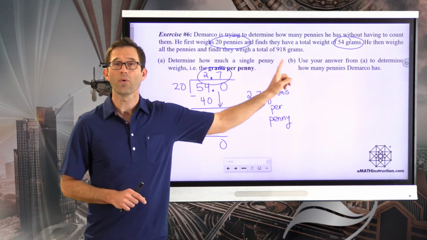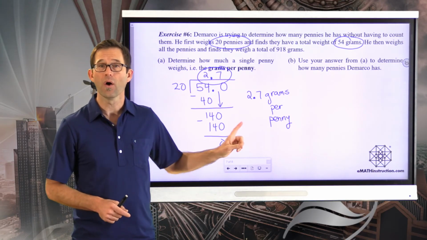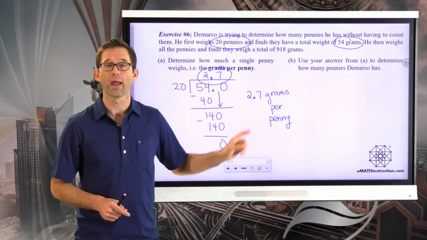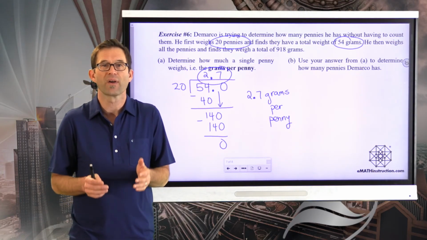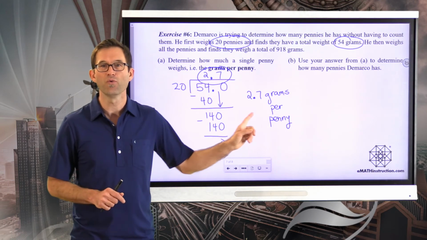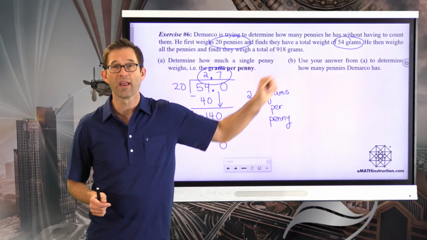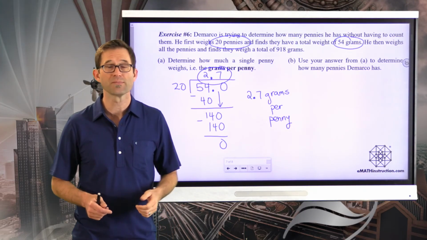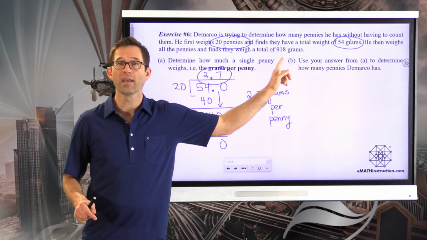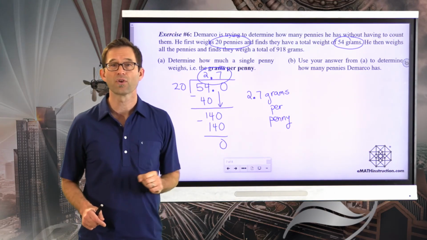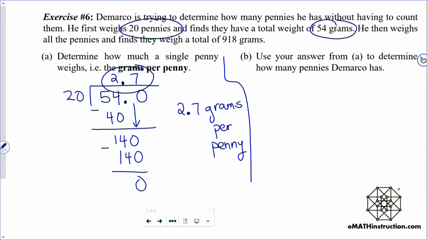We know he's got a total of 918 grams of weight. And we know that we have 2.7 grams per penny, and this gets into that interpretation of division, right? It's sort of like I've got buckets, and those buckets hold 2.7 something, right? And I've got a total of 918 something, specifically grams. I want to know how many buckets I have, how many pennies I have. So I'm going to divide 918 grams by 2.7 grams per penny. Let's do that to see how many pennies DeMarco has.